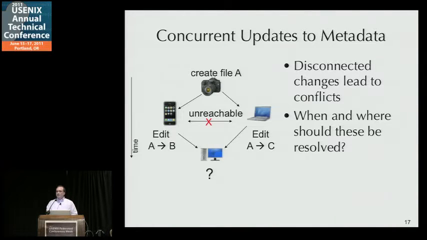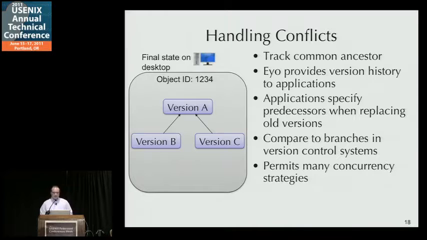So in general, the question is, when connectivity resumes, we can look at the file on some other device, and what should we see there? Whose job is it to resolve this conflict somehow, and what should the end result be? The way that EO approaches this problem is to track the common ancestors of each file and make this history explicit so that the applications can look and see exactly what happened to this object.